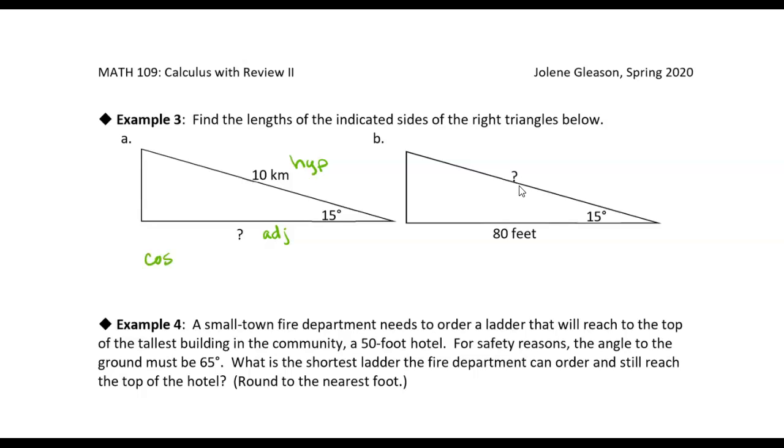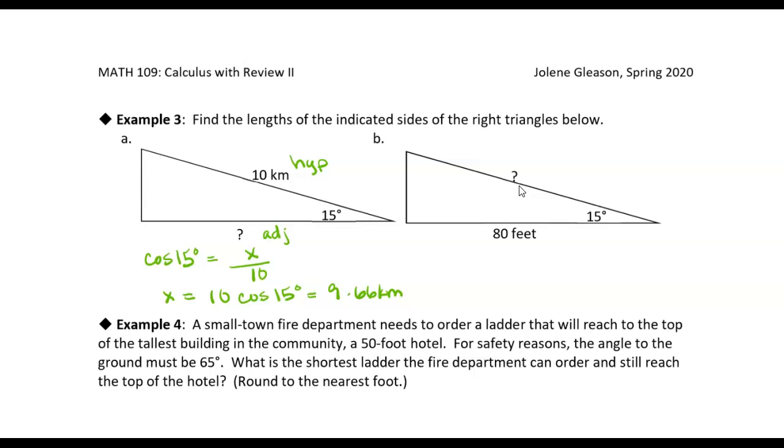So the cosine of 15 degrees is equal to adjacent, which I'm just going to call x, over the hypotenuse. And I can solve for x. I'll get x is equal to 10 times the cosine of 15 degrees. If I plug that into my calculator, I get 9.66 kilometers.